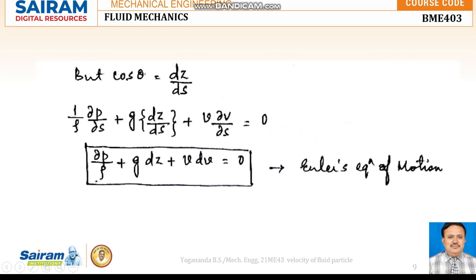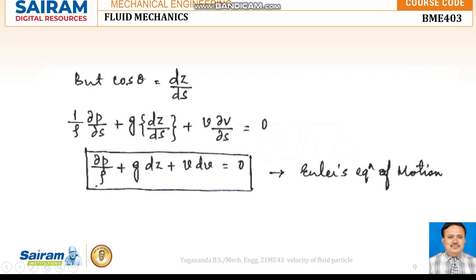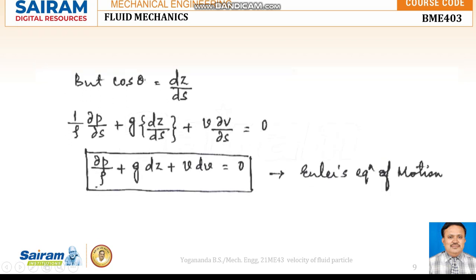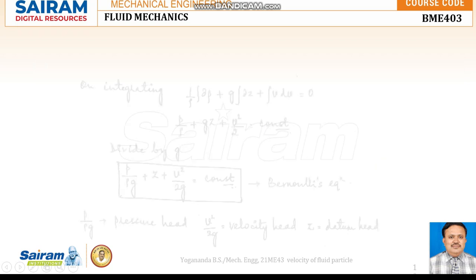But we know that cos theta is the adjacent side dz by the hypotenuse ds. So in place of cos theta we write dz by ds, so we have dz equal to ds cos theta. Simplifying the equation, we get del p by rho plus g dz plus v dv equal to 0. That is Euler's equation of motion.